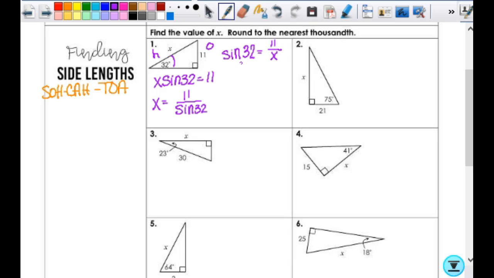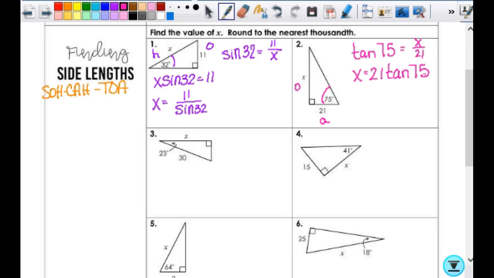Let's look at number 2. Here is my angle. So this is the opposite side. This is the adjacent side. Which trig ratio is that? Tangent. So I'm going to take the tangent of 75. That's equal to the opposite, which is x, over the adjacent, which is 21. This time the variable's in the numerator, so to get x by itself, all I have to do is multiply. So this gives me x equals 21 times the tangent of 75. It's the same thing as the tangent of 75 times 21, but it's safer to write it this way for parentheses reasons and all kinds of things.